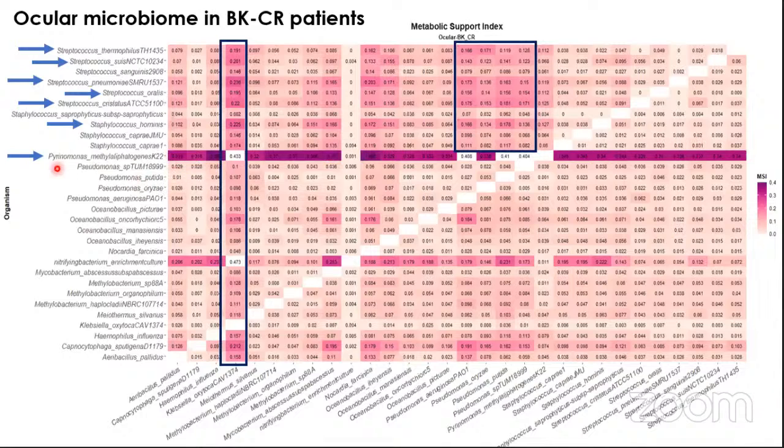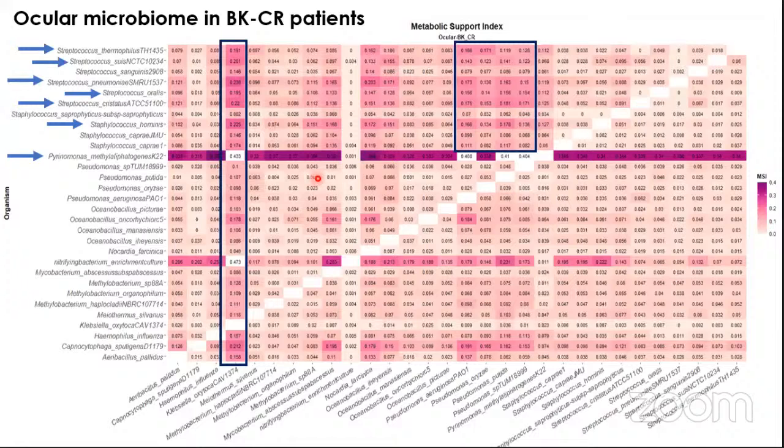dark row, which means that this bacteria, Pseudomonas methylalphatogenes, can get support from all these microbes irrespectively. So we can say that this microbe has the ability to get metabolites from all these microbes. So this is about bacterial keratosis, corneal scrapings.